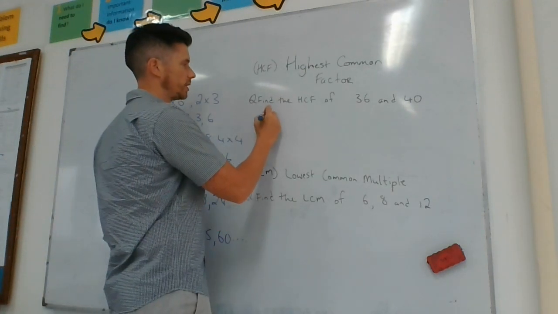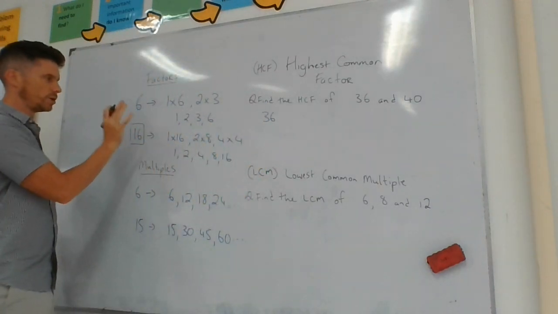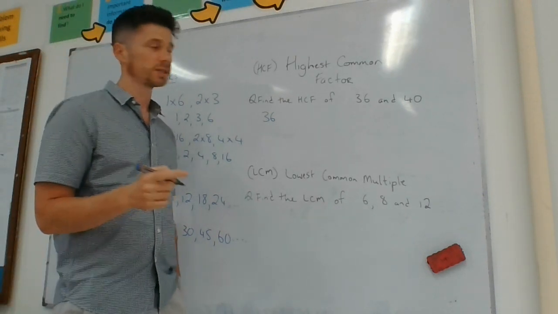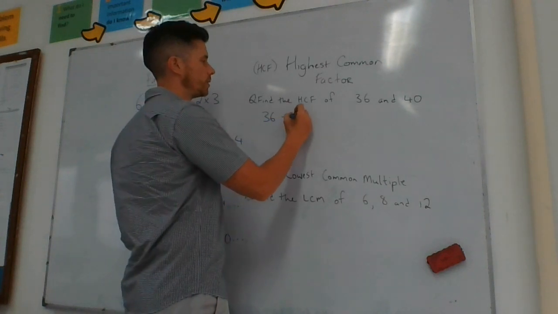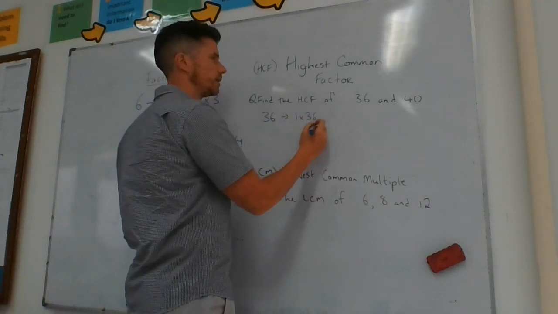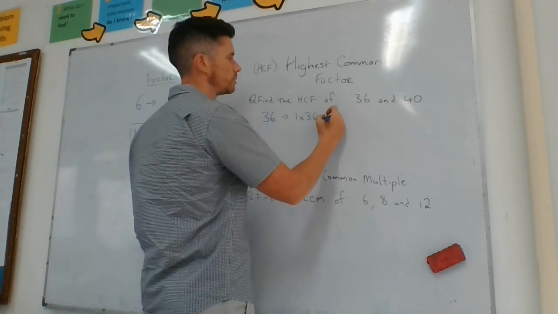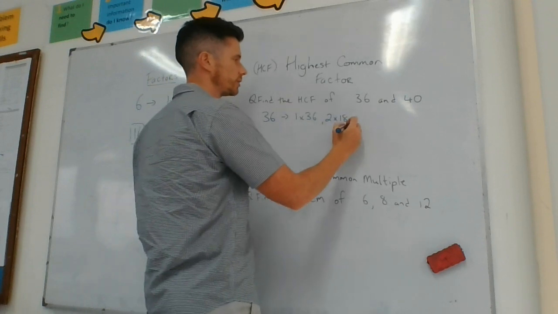So I look at 36, and I go back to my factors. What numbers multiply to give 36? So the largest number could be 36, and the smallest number could be 1 anyway. So I look at 1 times 36, then does 2 go in? Yes, it's an even number, so 2 divides in evenly. 2 times 18, so 3, does 3 divide in?